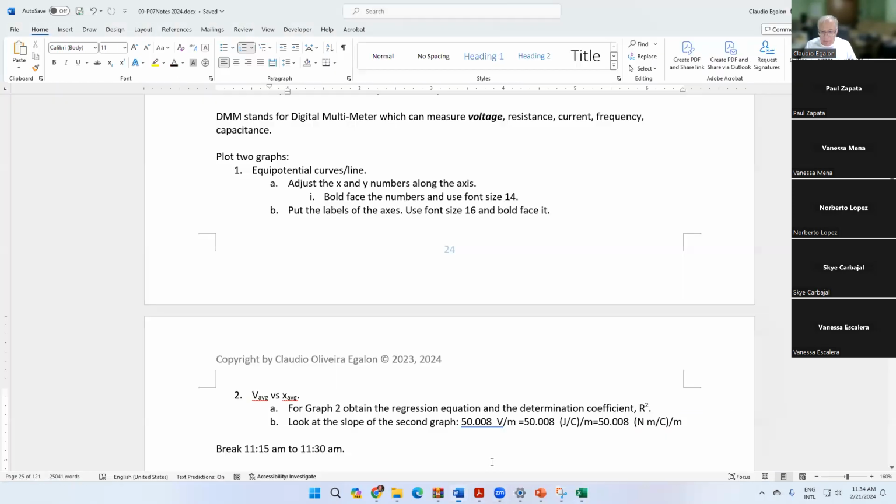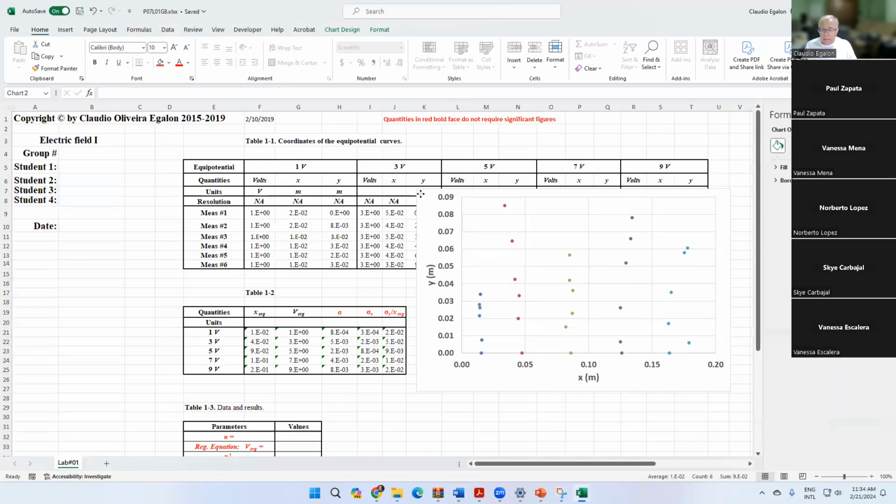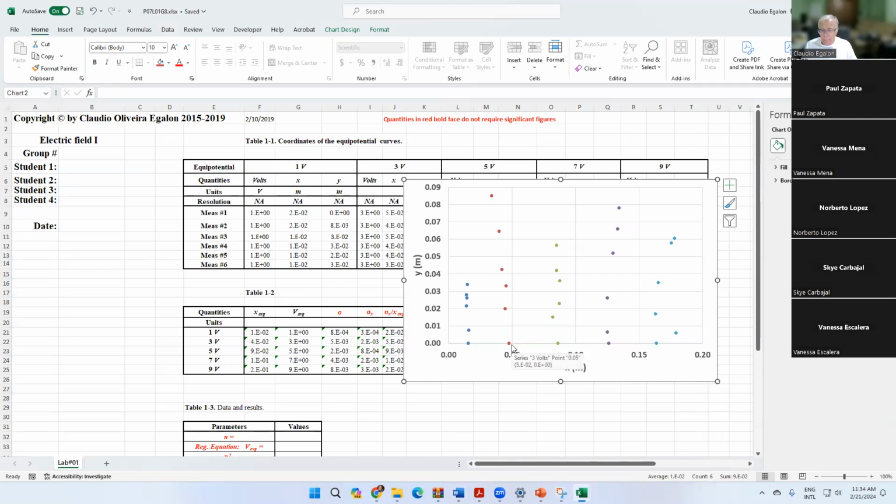We plot the first graph, okay? And now you want to plot the second graph, which is V average versus X average. Okay, why X average, right? X is the one that varies the least, right? Y varies from 0 to 0.1, from 0 to 10 centimeters. But because we are talking about two parallel charged plates, it's going to be the X that's going to vary the least, because the equipotentials are going to have almost the same X coordinate.